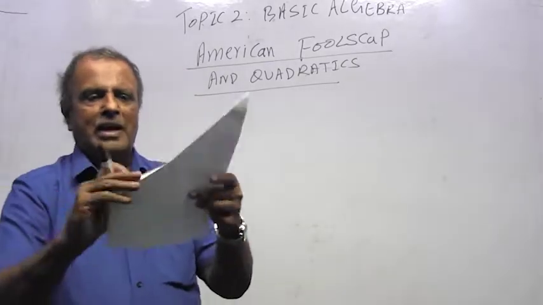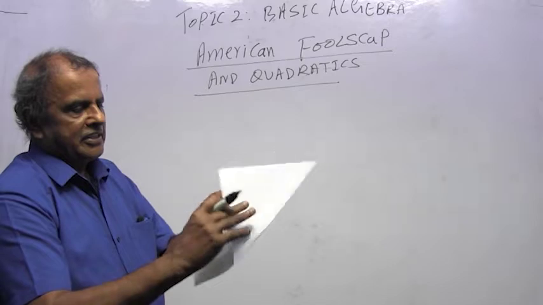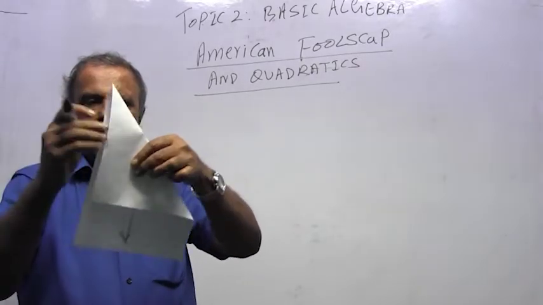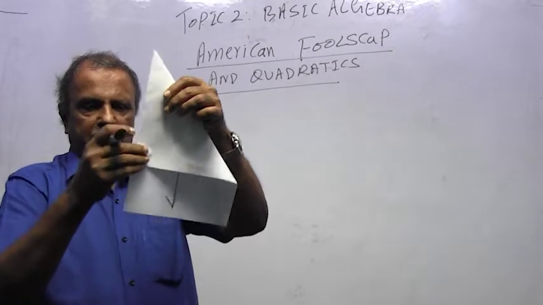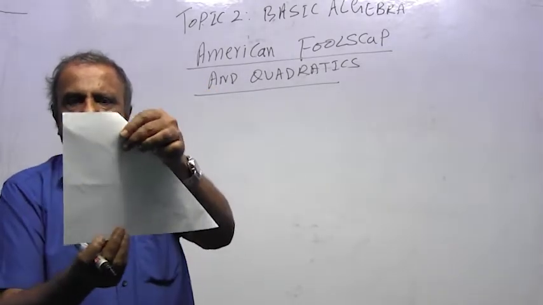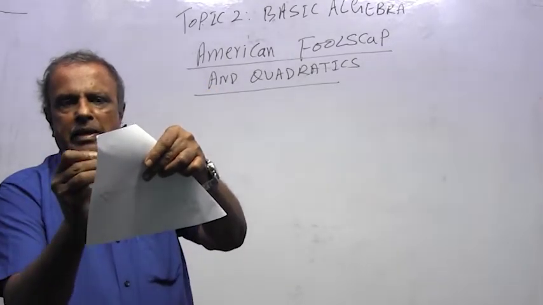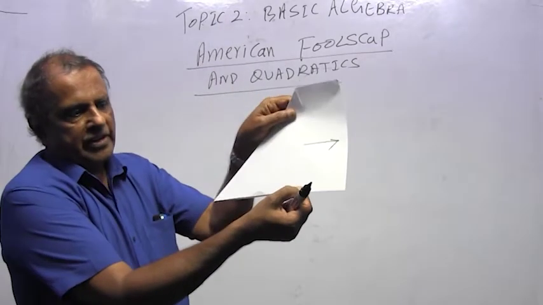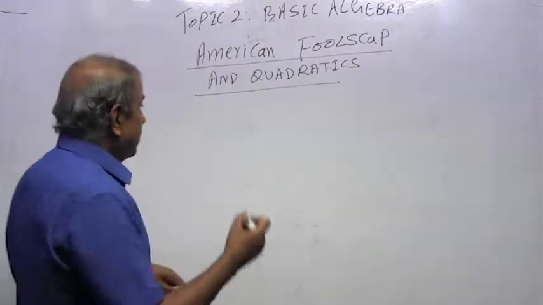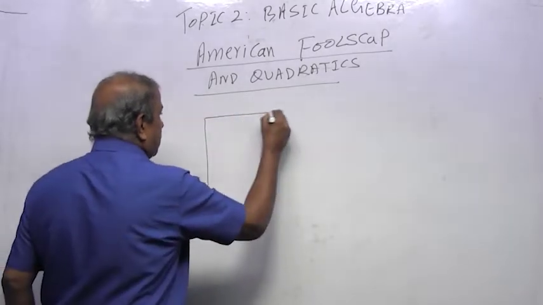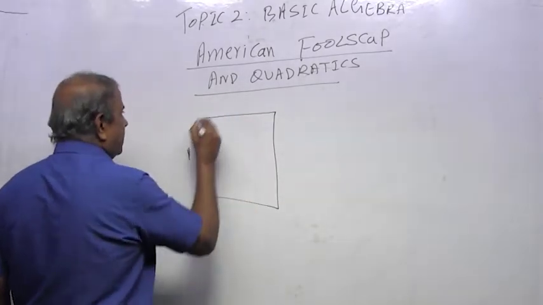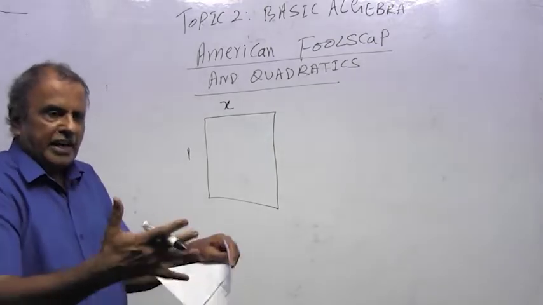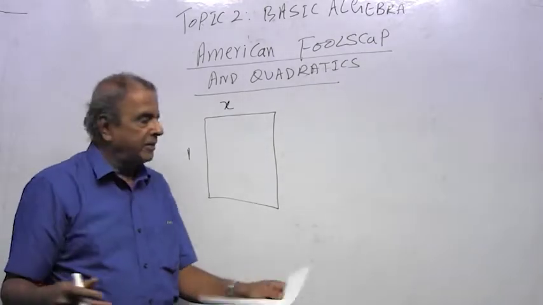Now look, I have folded like this so that this width x has gone into this. So now can you see this remaining paper? The total length was 1. I have removed x, so I'm left with 1 minus x. So the Foolscap, I'm assuming, has length 1 and x. It's easier that way. When you fix one side as 1, the ratio becomes easier to work with.